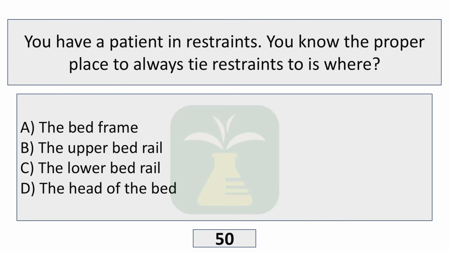You have a patient in restraints. You know the proper place to always tie restraints to is where? A. The bed frame. B. The upper bed rail. C. The lower bed rail. D. The head of the bed.